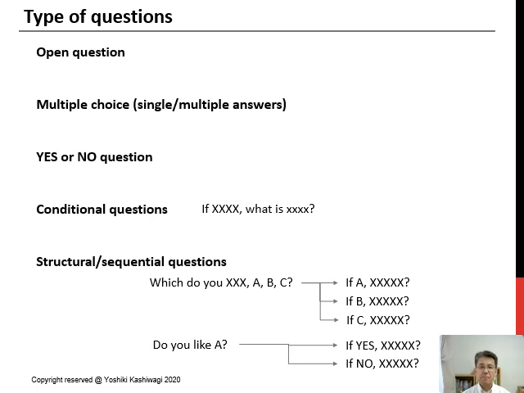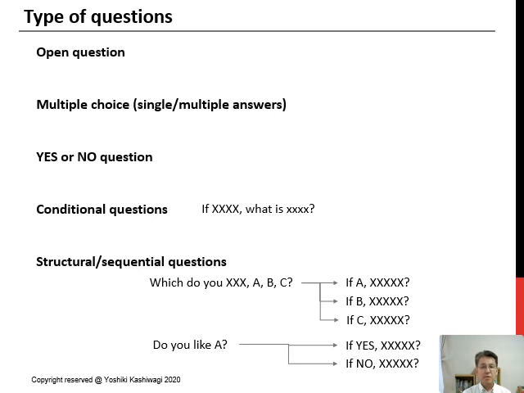The next one is multiple choice. Sometimes answer is one single answer or multiple answers. For multiple choice question, in advance you have to prepare and propose some sample answers. For example, the answer 1 is hamburger. Answer 2, sandwiches. Answer 3, curry rice. Answer 4 is something. And then you have to specify in advance. The respondent can choose only one single answer or multiple answers.